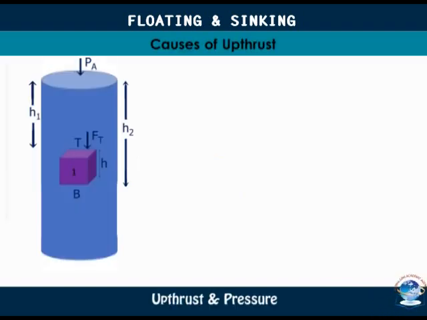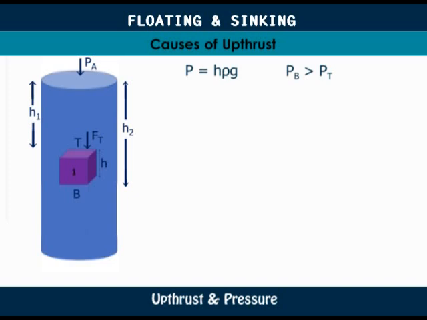Now, consider a rectangular block of uniform cross-sectional area A, totally immersed in a liquid of density rho. We know that pressure in liquids is given by h rho g. Let us consider the pressure on the block at two different points: at the top, that is PT, and at the bottom, that is PB. Pressure increases with depth, and therefore PB is greater than PT. In addition to PT and PB, there is also atmospheric pressure, PA, acting on the liquid surface.